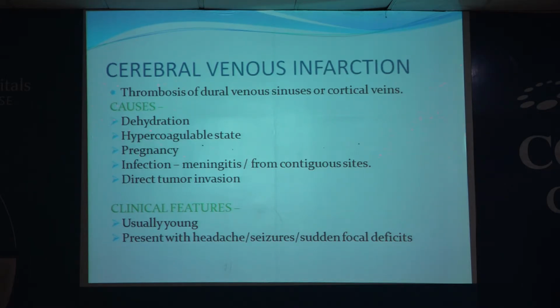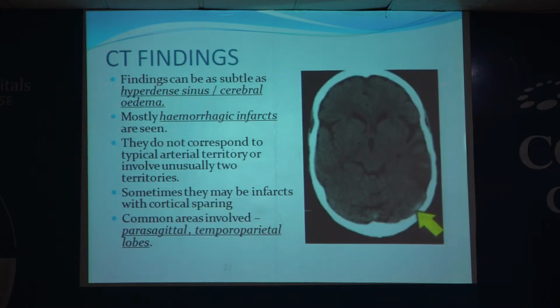MR is a better modality, but if a CT is done also, we can see certain changes. Hemorrhagic infarct is most commonly seen, and this will usually be seen in atypical areas that do not correspond to a single vascular territory. Sometimes these infarcts can be seen most commonly in the parasagittal locations and the temporoparietal lobes. Sometimes the only subtle feature that we can find is a hyperdense sinus. This is a left transverse sinus that is dense as compared to the opposite side. This indicates a thrombus within the sinus.